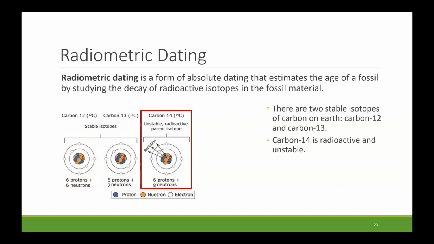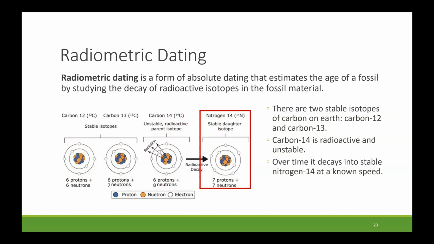There is, however, a third isotope of carbon on Earth, carbon-14, that is radioactive and unstable. And because it is unstable, over time it naturally undergoes a process called decay, where it gets transformed into a different stable element, which in this case is nitrogen-14. So radioactive carbon naturally decays into stable nitrogen over time. And this happens at a known, well-documented speed.